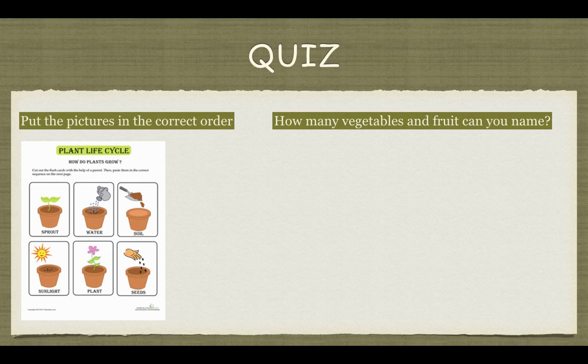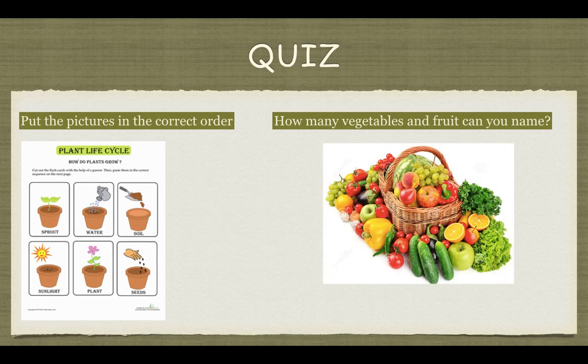How many vegetables and fruit can you name? There you go. So have a close look. Name as many vegetables and fruit that you can.